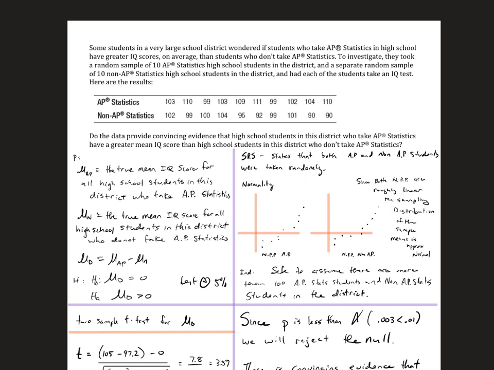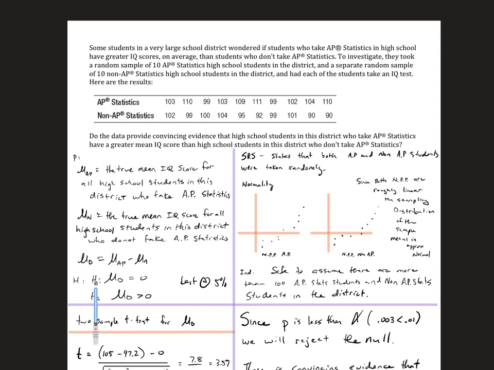So just thinking ahead, this is going to be a two sample t test because they're asking me, does it provide convincing evidence? Parameter of interest, I'm going to let mu sub AP equal the true mean IQ score for all high school students in this district who take AP statistics. I'm going to let mu sub n equal the true mean IQ score for all high school students in this district who do not take AP statistics. And then I'm going to define mu sub d, the difference, as the AP students' IQ score minus the non-AP.